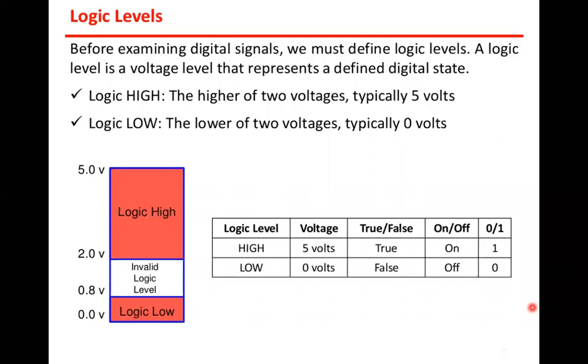Now here you can see this is a logic level. High means it is 5 volts, low means it is 0 volts. Because it is high, we can say it is true, and low, you can say it is false. Or because it is high, we can call it on, and for low, it can be called off. Or in binary, because it is high, this is 1, and low, this is 0. So these are the only two logic levels: it can be 0 or it can be 1. Now you can see this is the logic low with 0 volts and logic high with 5 volts.